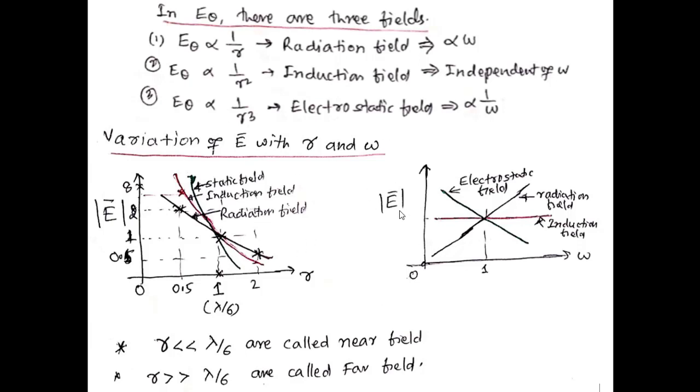Similarly, we can draw electric field versus angular frequency. The induction field is constant, the radiation field is increasing, but the electrostatic field is decreasing. Here r less than λ by 6 is called the near field, and r greater than λ by 6 is called the far field. Thank you.